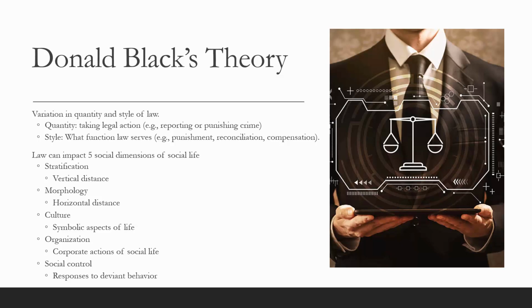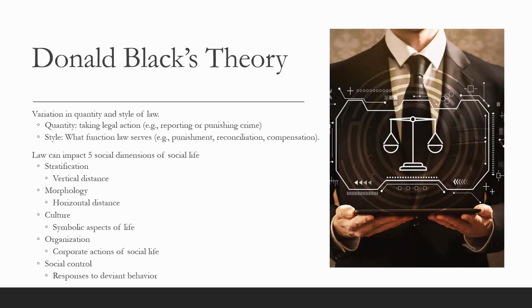And so depending on different situations in society, different relationships between groups of people in society, the law varies within quantity and style. So again, this is not a theory that necessarily explains why crime occurs. It just helps us make sense of how the law is being used to address crime, right? So Donald Black said that law can differ within 5 social dimensions, okay, of social life.